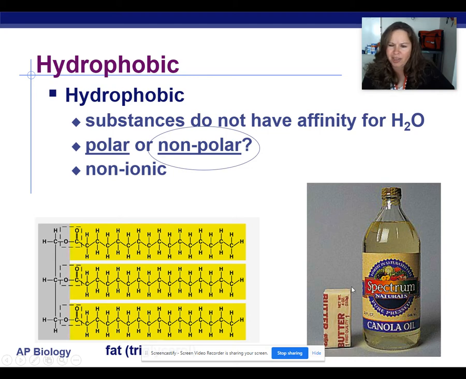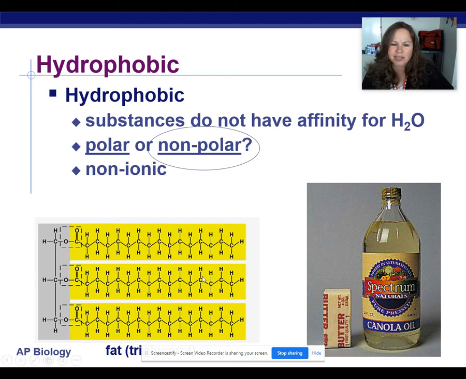And this is a good thing that fat and lipids are not soluble in water, that they're hydrophobic, because that's what makes our cell membranes. And we don't want our cells to actually dissolve in water, now do we? We want them to hold their form. So it's kind of good that not all things dissolve in water, but a lot of things do.